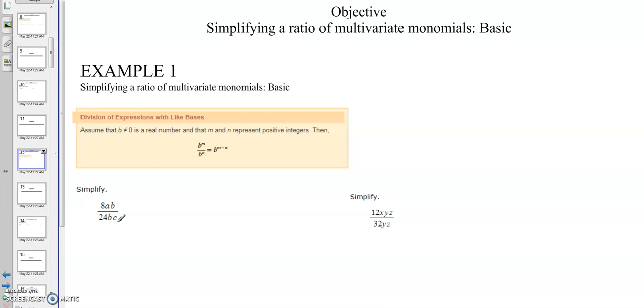And so just using the basic properties of simplifying, we know that we can simplify the like terms. So the 8 and the 24 can be simplified. We have the b in the numerator, b in the denominator. So there are some similar things that we can group together and simplify.